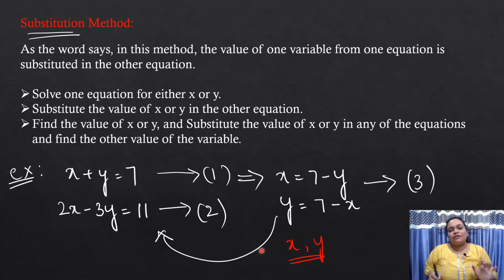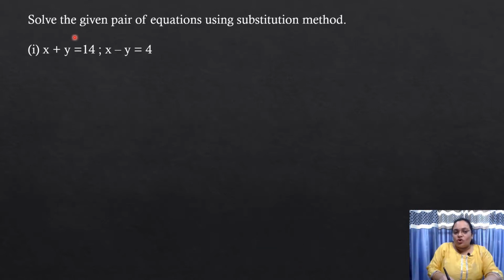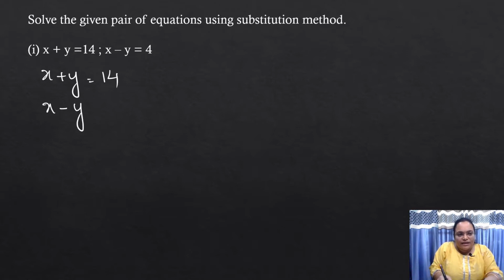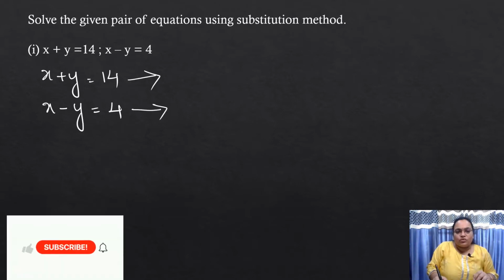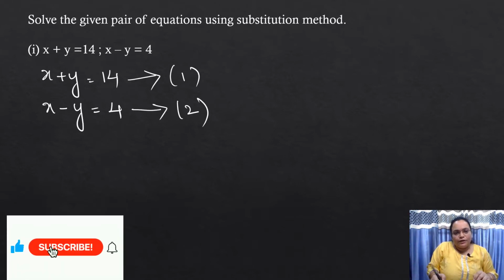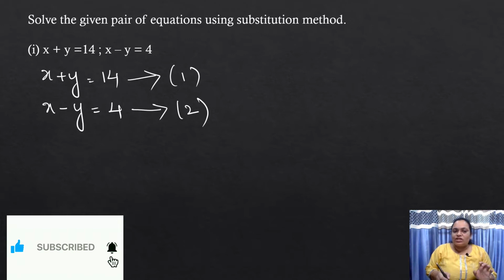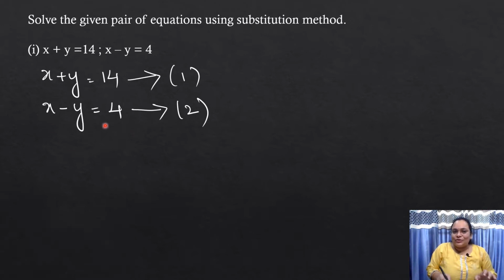We will be solving a few example problems so that it will be clear and easy for you to understand. Solve the given pair of equations using the substitution method. Okay. They have given us the equations: x + y = 14 and x - y = 4. We will take these as equation 1 and 2. Equation 2 looks easier to solve, right?